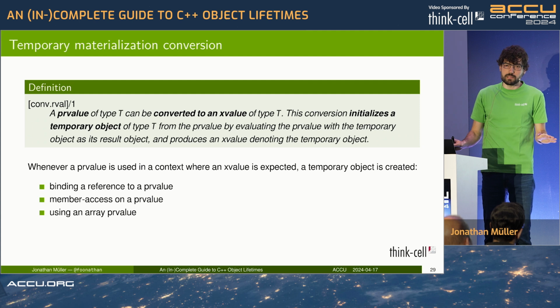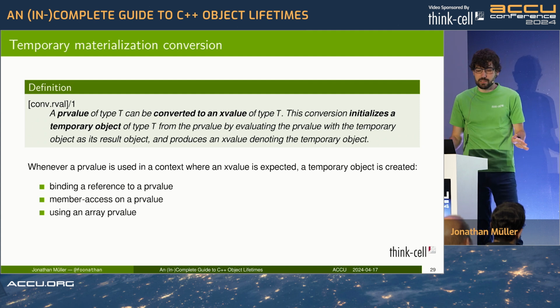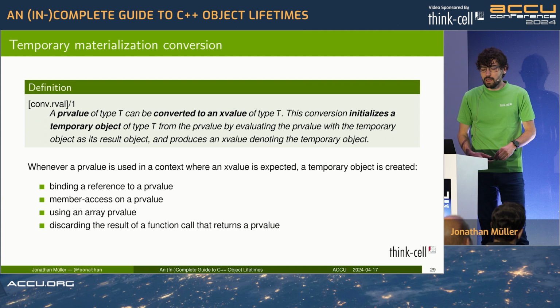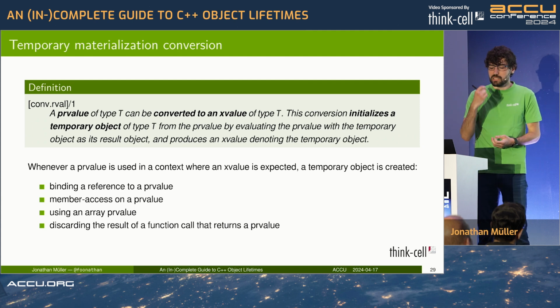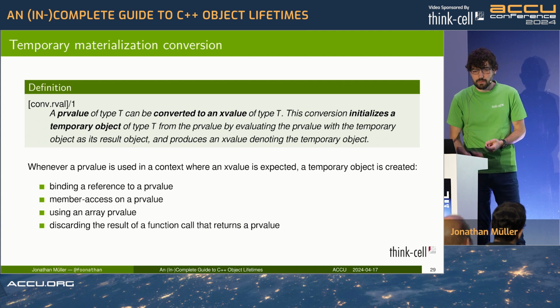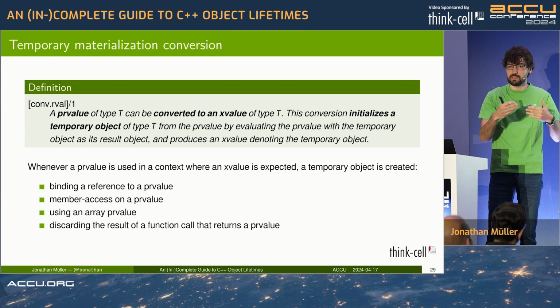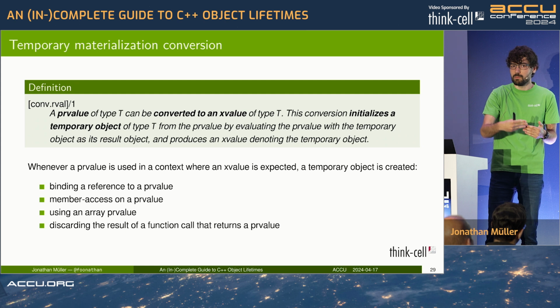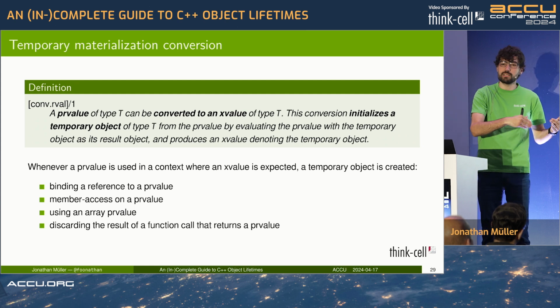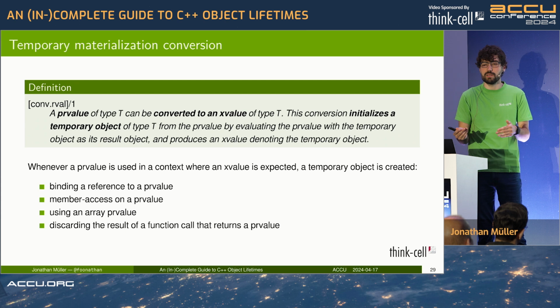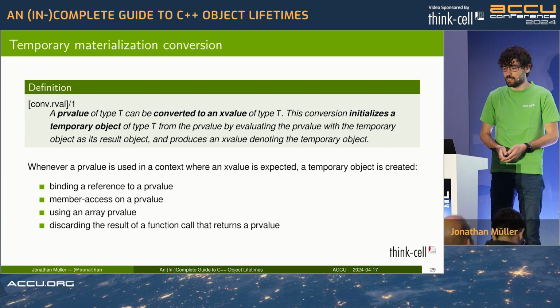Also, when we use arrays, because arrays really want to be pointers. So whenever we use an array, we will create a temporary object. And interestingly, when we discard the result of a function that returns a PR value. So a function that returns a std string by PR value. This is just a value. But we want to run the destructor when we destroy it. But in order to run the destructor, we first need to create an object in order to run the destructor. So when we just call a function that returns a PR value and ignore the result, we will create a temporary.